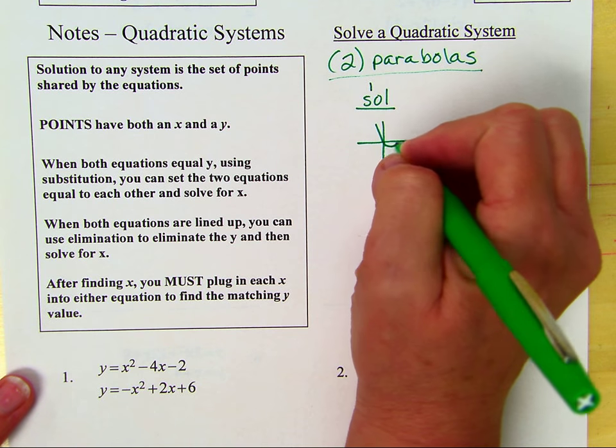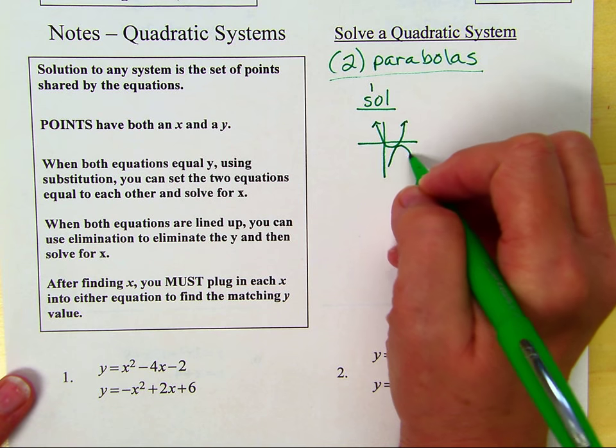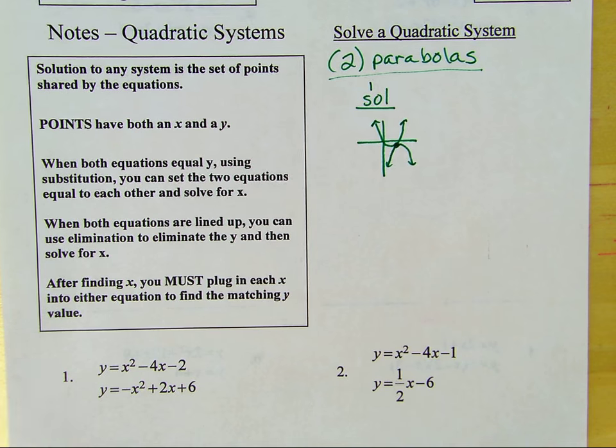Here would be, say, a parabola. The other parabola would just kiss. Remember what that's called? They'd be tangent. It'd just be meeting at that one point. One solution is definitely an option. What other options?